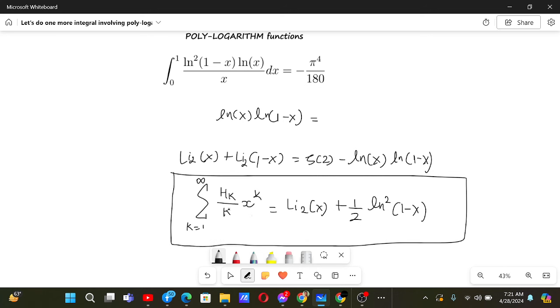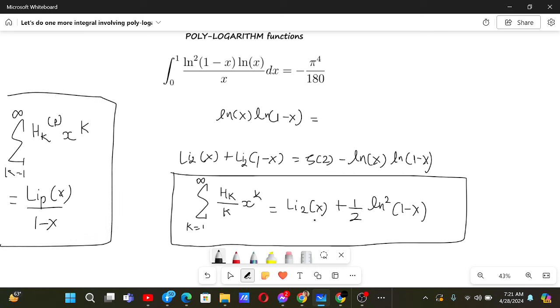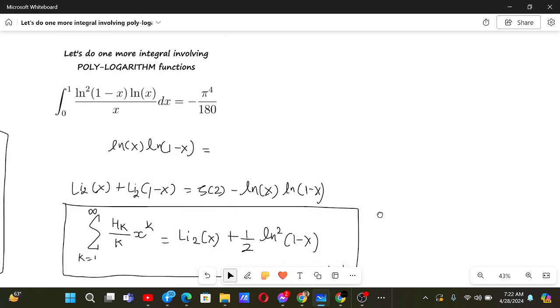If you want to derive this equation, you can begin with the sum from k equals 1 to infinity of H_k to the power p x to the power k. We know that this is Li_p(x) by 1 minus x. You can start from this and easily derive it by just dividing by x and integrating. In this integral we will use this equation to simplify the expression, and then we will do the integral. That will be our goal.